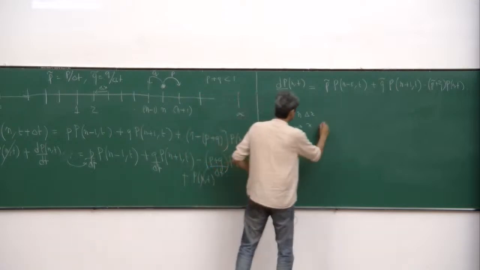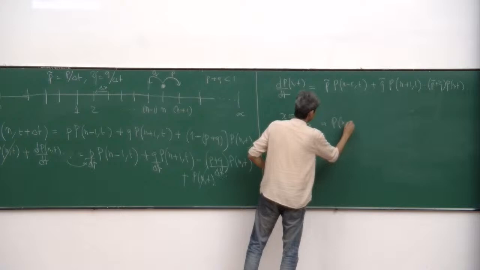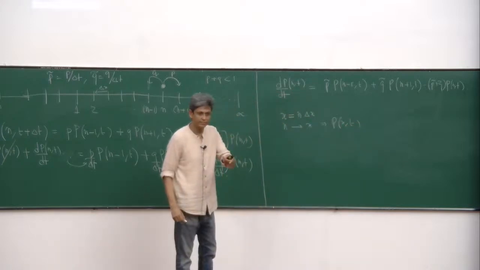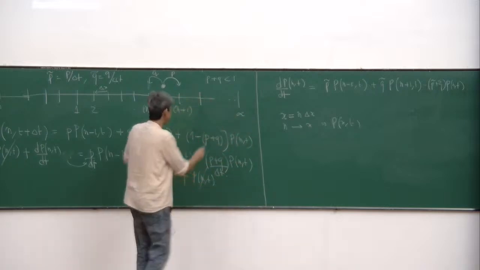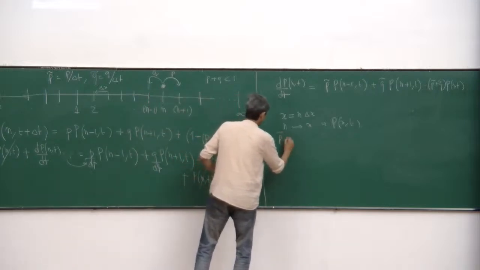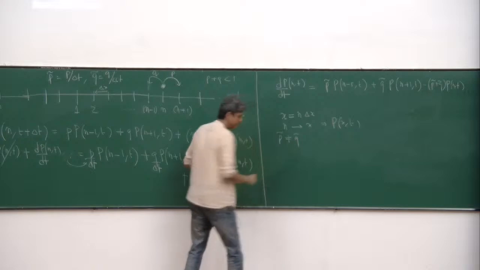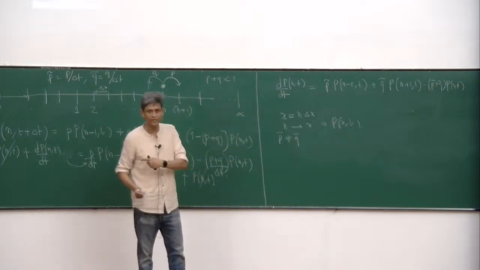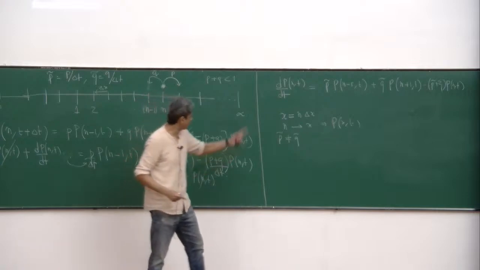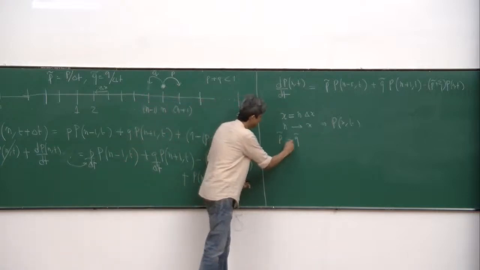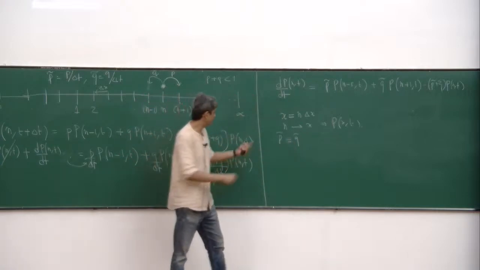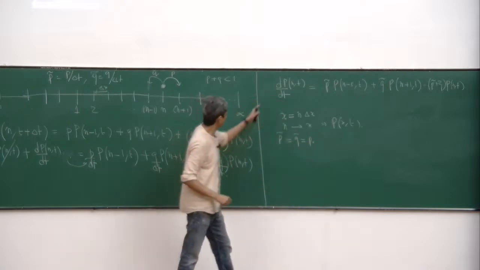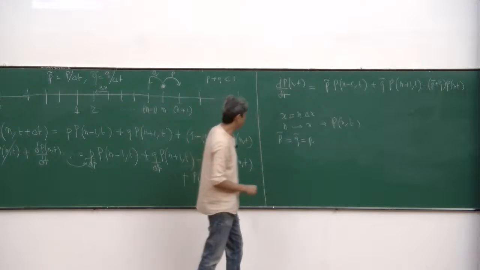So clearly, I should write it as P of x, t. Secondly, let us make another assumption. Suppose initially this p tilde was not equal to q tilde, which means the rate at which I hop to the right is not equal to the rate at which I hop to the left. But now if I make them equal, so that the transition rates on both sides are equal, I will call it some p naught. So this equation then simplifies a lot, and you can tell me what this equation is.